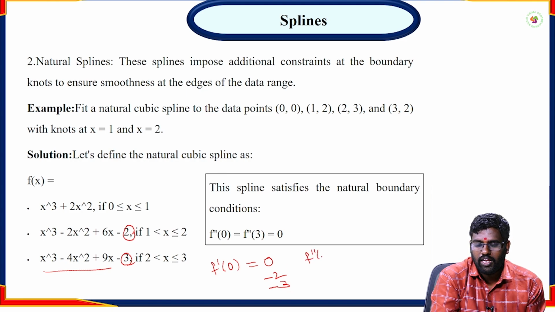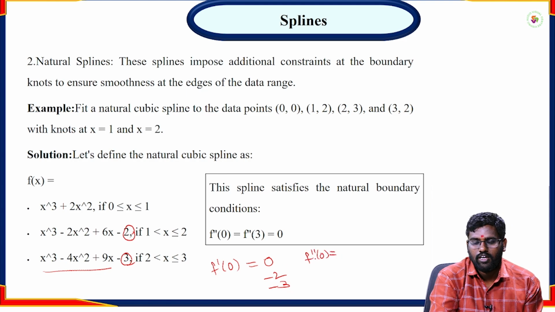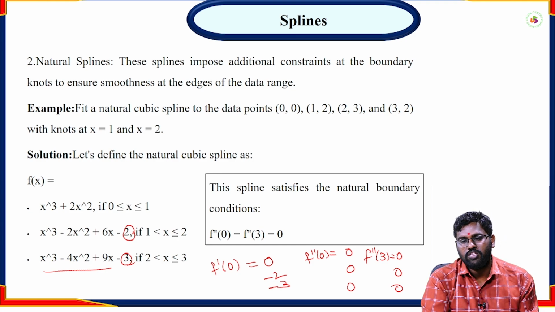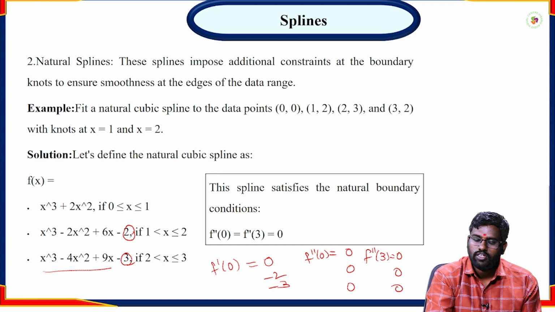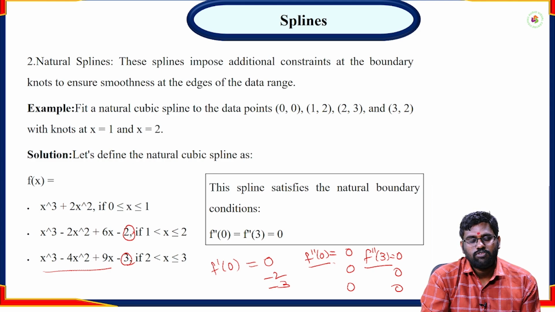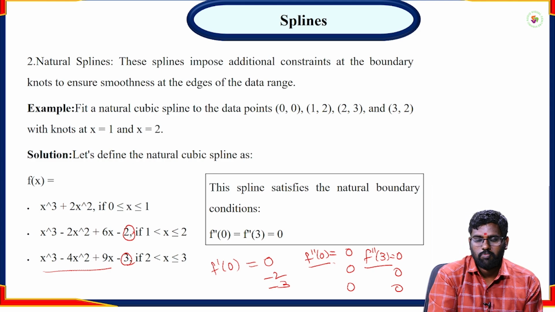Next, f double dash of 0, and that means again we need to differentiate. So 0, 0, 0. Why? Because these all are only constants. Next, f double dash of 3, 0, 0, 0. Why? Because if the value we are differentiating is 0, then all those values are 0. So at the condition of f double dash of 0, f double dash of 3 or f double dash of 4 or f triple dash of 4, the value will be only 0. So that is about the condition of natural splines.